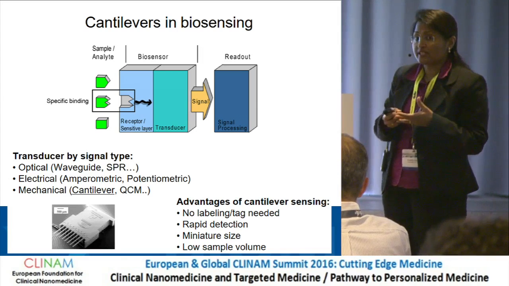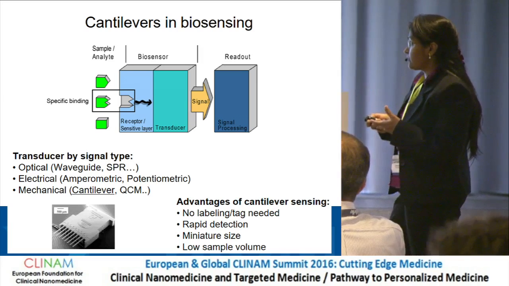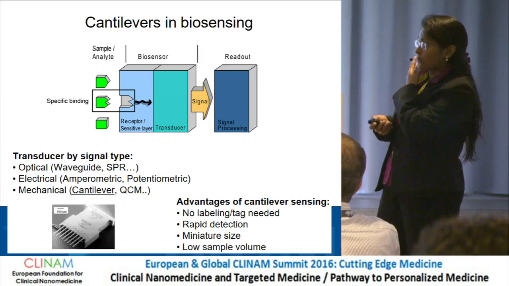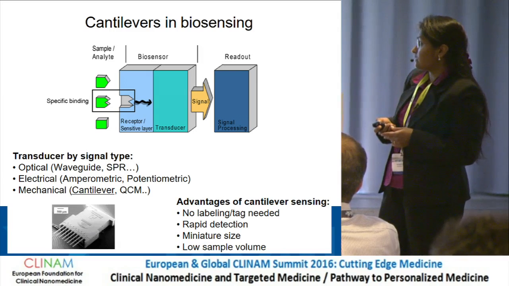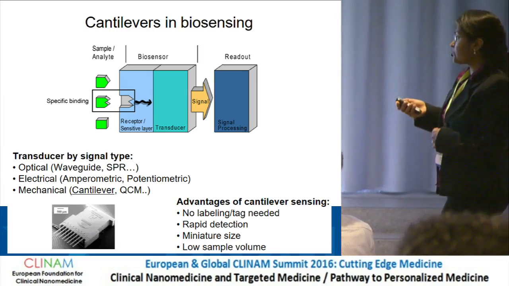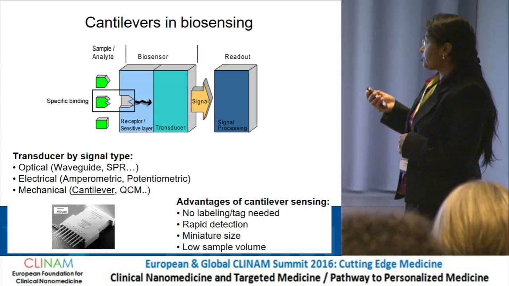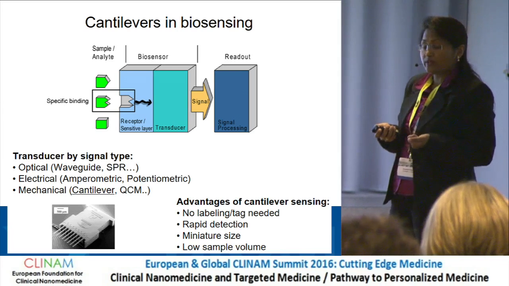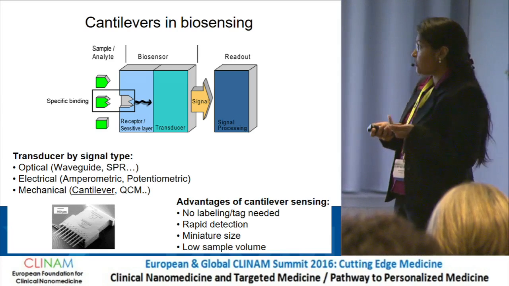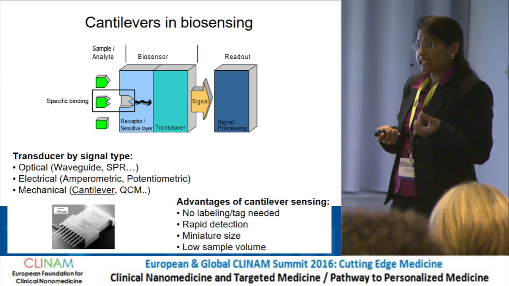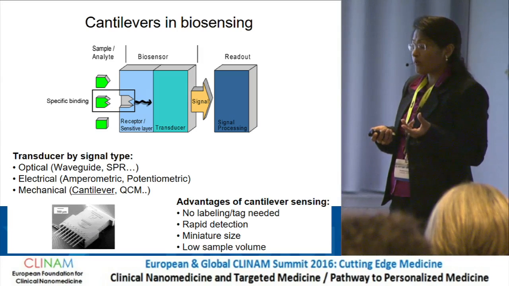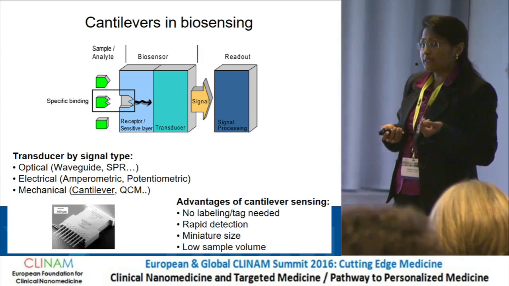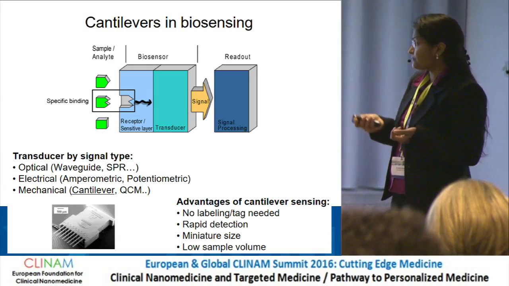Depending on the type of the transduction signal, there are different types of transducers. There are optical transducers, electrical transducers, mechanical transducers. Cantilevers belong to the mechanical transducers. And why are cantilevers important, or why do we need to get into this field? It is because with cantilevers we don't need the fluorescence tagging, no labeling is required, detection is rapid, and cantilevers are small in size, so the sample volume required is very low. Commercially, silicon microcantilevers have been in the market and are being used.